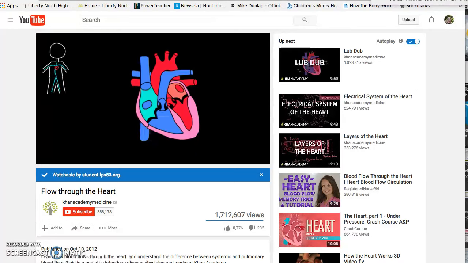And anytime I mention the word vein, I just want you to make sure you think of blood going towards the heart. Towards the heart. Now, if blood is going towards the heart, then after the blood is pumped by the heart, it's going to have to go out of the heart, right? It's going to have to go away from the heart.